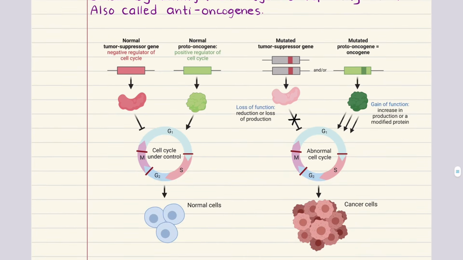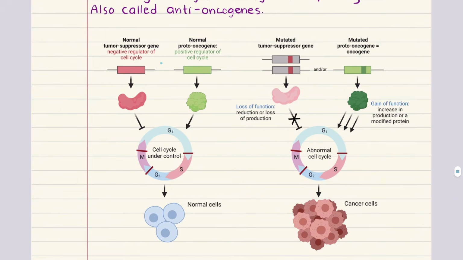And you can see that balance in this diagram. On the left, we have normal proto-oncogenes and tumor suppressor genes. They keep the cell cycle under control and promote healthy division. But on the right, mutations in either type of gene, through the loss of function in tumor suppressors or gain of function in proto-oncogenes, can disrupt that balance and lead to cancer. With that in mind, let's look at how cells actually repair DNA.